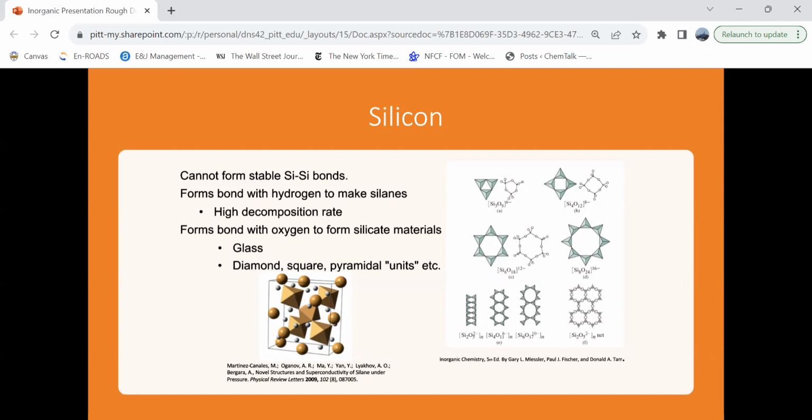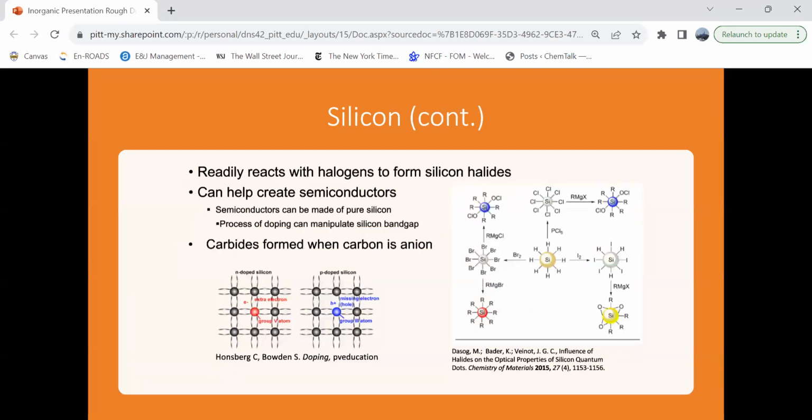Semiconductors are made from pure silicon materials. Also, the process of doping can manipulate the silicon band gap in these materials, and that's shown in the next slide, in the bottom left corner here. Also, silicon carbide is one of the most versatile silicon products and can be formed in a diamond or quartzite crystal structure. It can be used as an abrasive or a high temperature semiconductor.